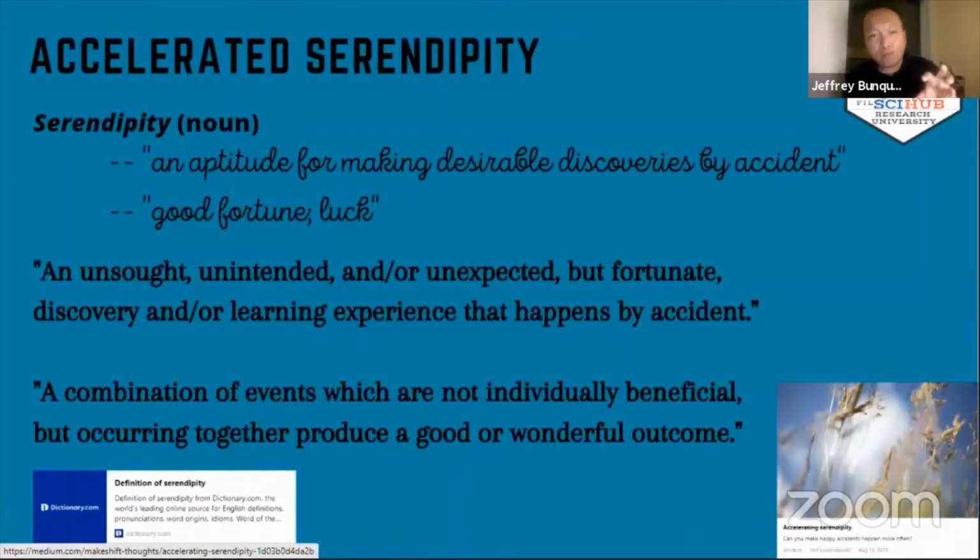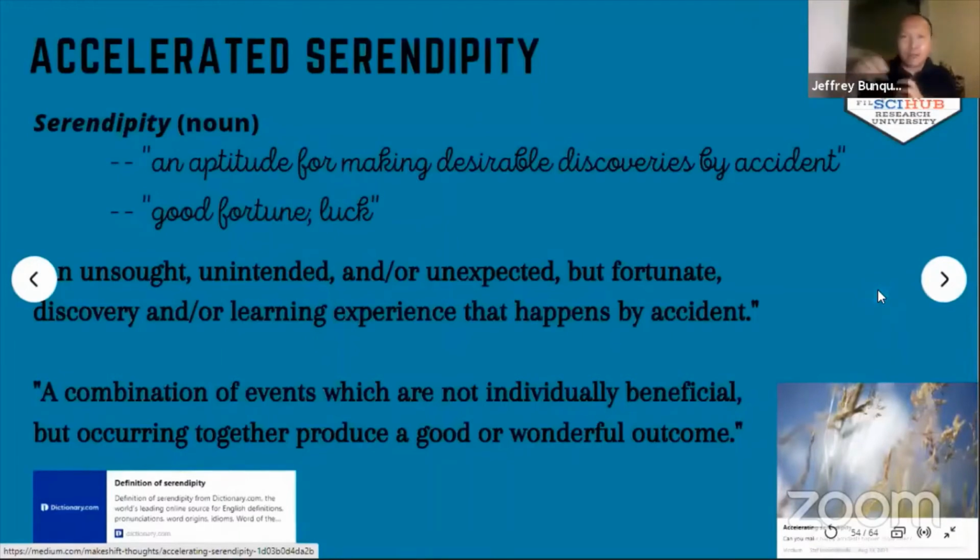So serendipity, its dictionary definition, is an aptitude for making desirable discoveries by accident or good fortune or luck. Another definition I liked from an article I found online was: an unsought, unintended, and or unexpected but fortunate discovery and or learning experience that happens by accident, or a combination of events which are not individually beneficial but occurring together produce a good or wonderful outcome. It's like a lucky guess in an exam. The stars line up for that thing to happen even if it wasn't planned. You randomly combined different materials and ended up building an invention. That is what we call serendipity.